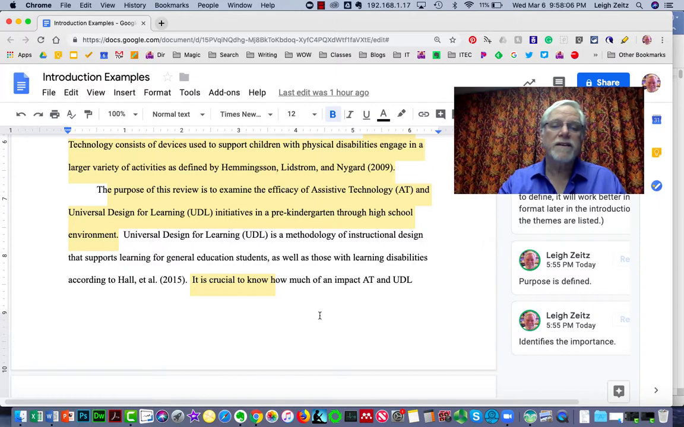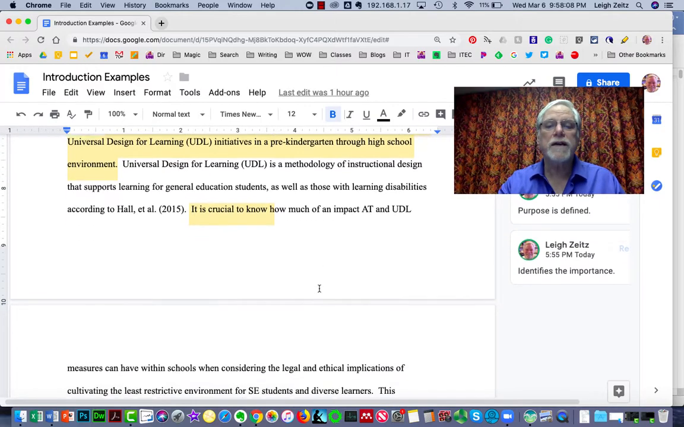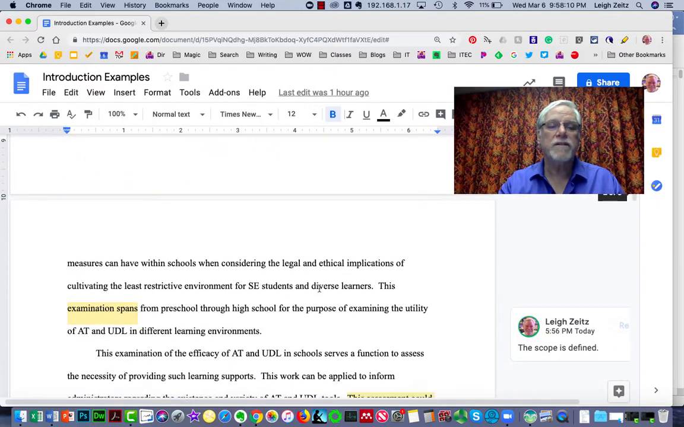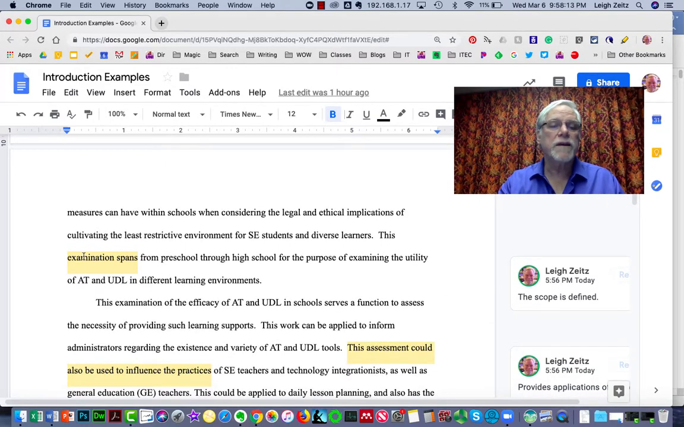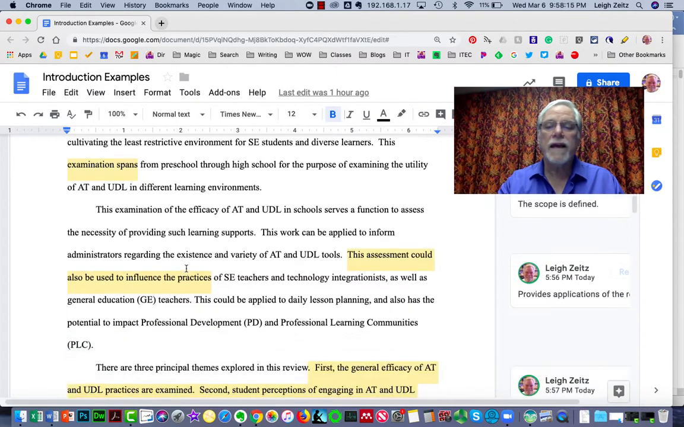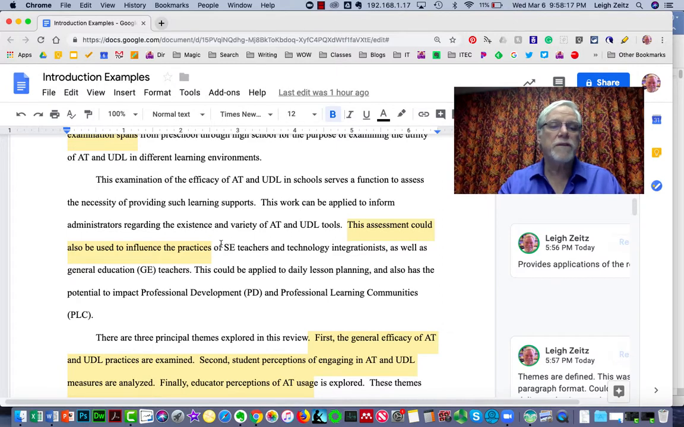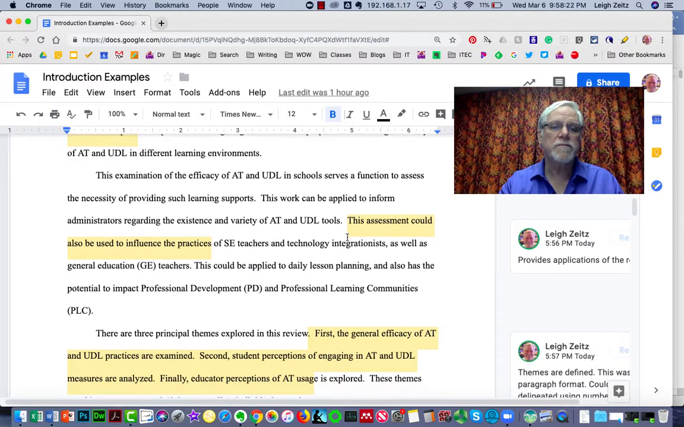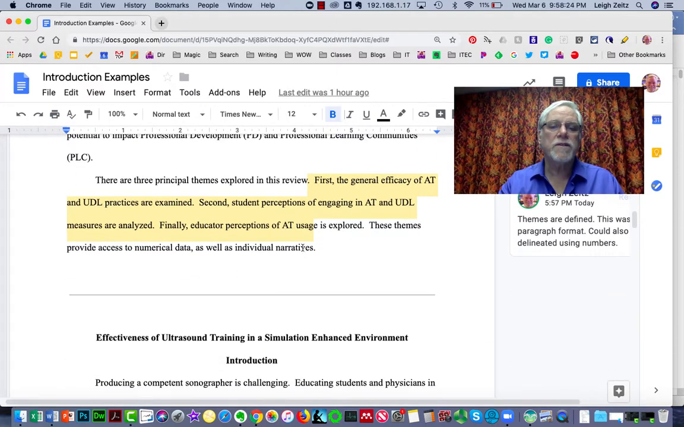Secondly, we talk about the importance. It is crucial to know how much impact the AT and UDL measures have in schools. Over here, we're talking about the scope, and here we talk about what kinds of applications for this work, for the review once it's done. And then down here they're talking about some themes. Now in this case the 3 themes have been put into paragraph form, which is okay. You could also do it so they're listed. You'll notice that there's no vocabulary in this one. I'm suggesting that you should include that. In this case there wasn't one.